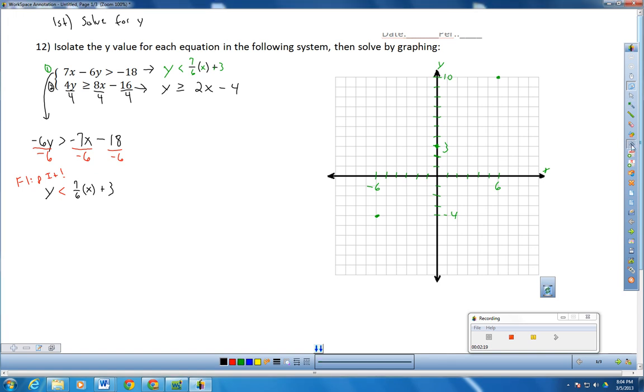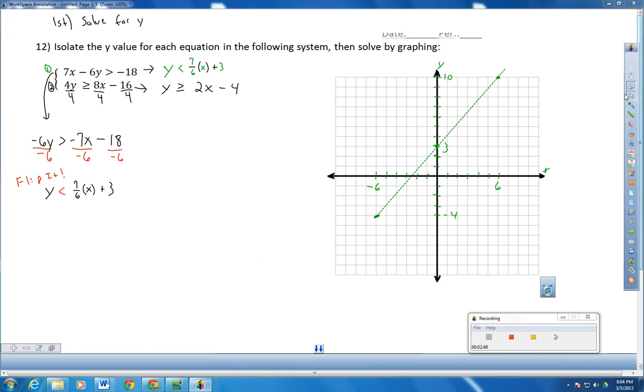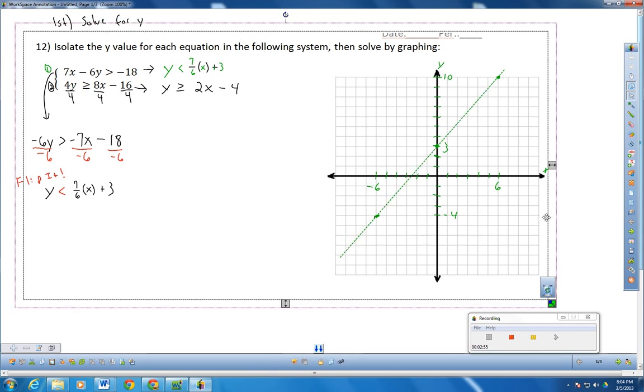Does that line need to be dashed, or does it need to be solid? Well, that line needs to be dashed. So I'm going to go ahead and draw that line here in green. I'm going to go ahead and choose the dashed option there. I'd like it to be just a little thicker, but hopefully you can see that's dashed. And remember, I extend that line the entire length of the graph.